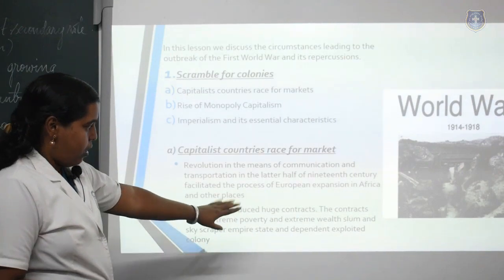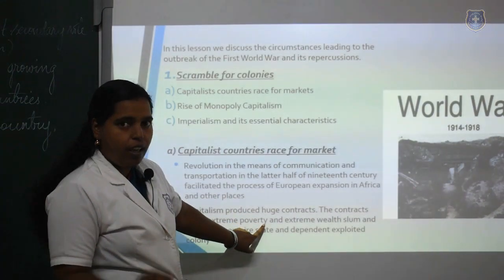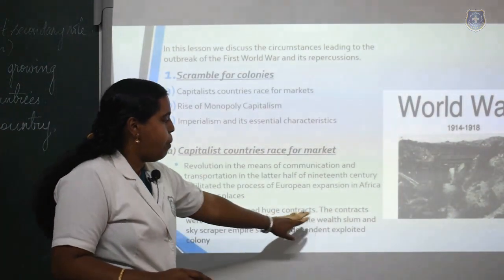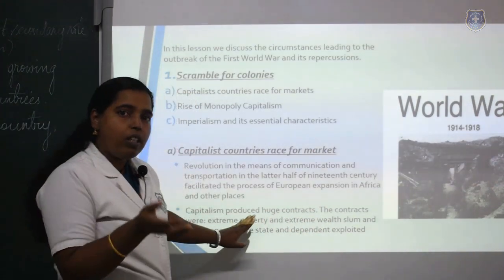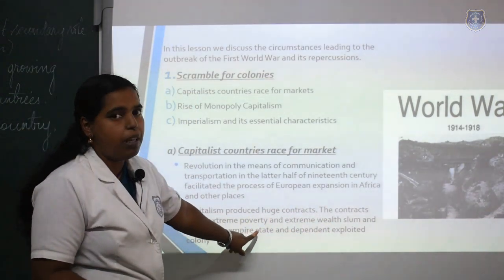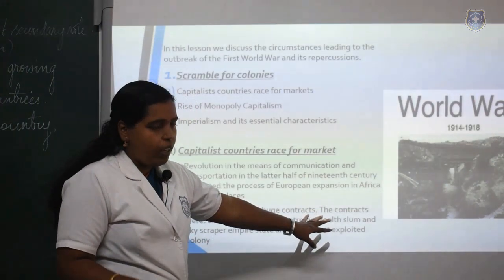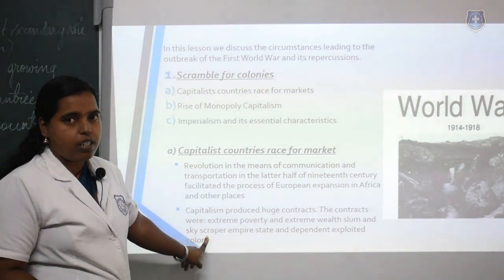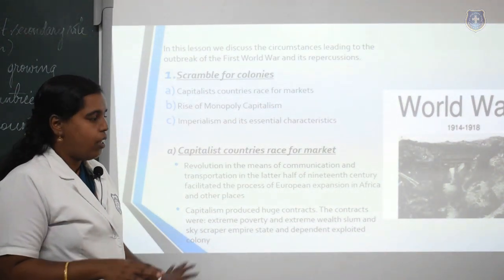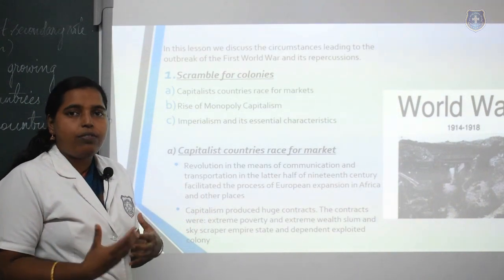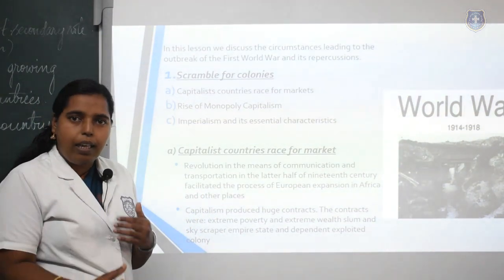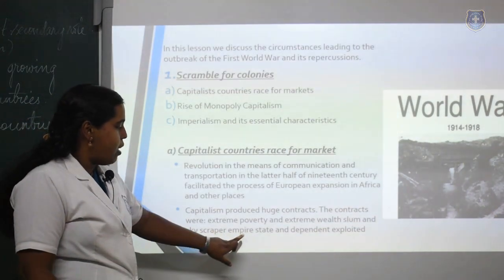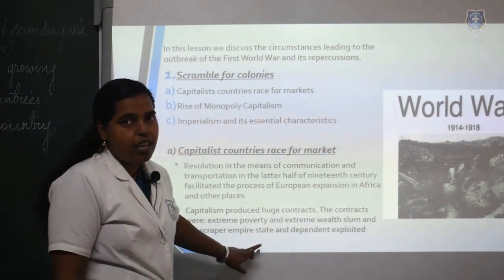For example, they have given extreme poverty. Some countries will be benefited extremely and will be extremely wealthy, but on the other hand, the other country will be in extreme poverty. So on one side slums will be created, and on the other side skyscrapers will be created. So these are the effects of capitalism. The effect of capitalism led to imperialism, and that imperialism also led to colonialism. So skyscraper, empire state and dependent.